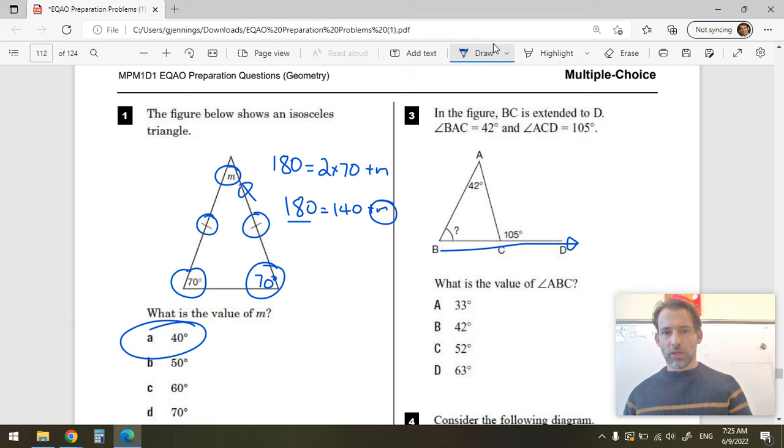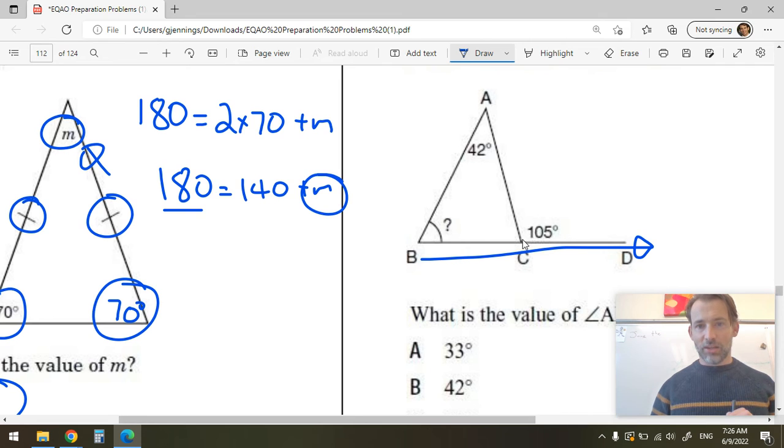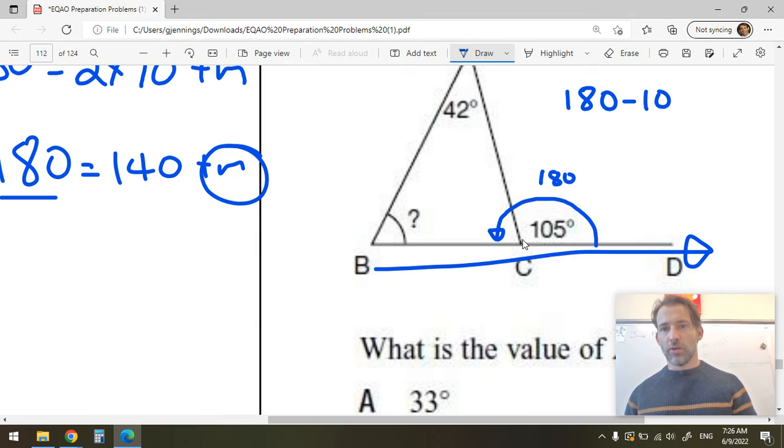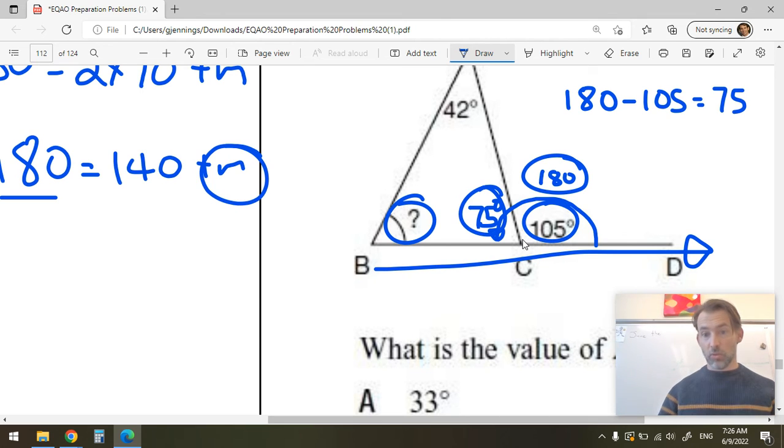Okay, so here we're going to use this fact that at that angle ACD, there's a straight line here, and that straight line will add up to 180. So this angle in here is 180 minus 105 equals this angle right here. So that's 75. Okay, so this angle here is 75 degrees. That's because this plus this has to add to 180. So now we've solved this angle here, and now we can solve this angle using the three angles of a triangle add up to 180 property.